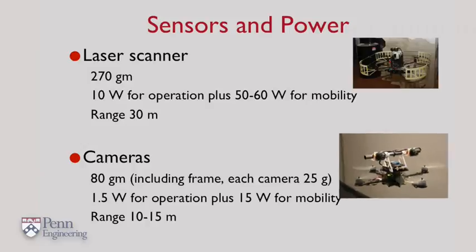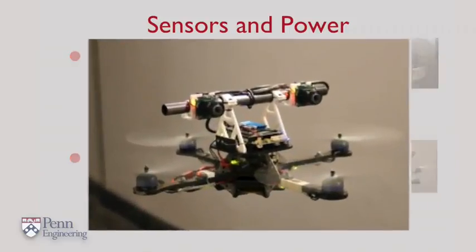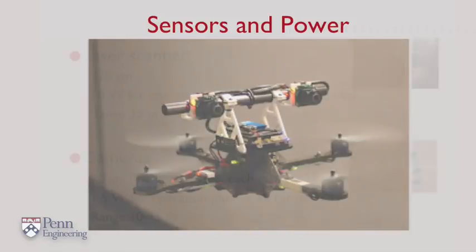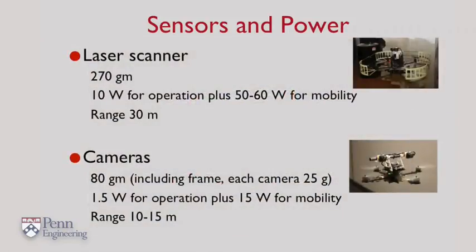Here's a camera system that weighs about 80 grams. It costs us 1.5 watts to operate this camera, plus an additional 15 watts for mobility. So when thinking about the payload, we want to also think about the power consumed in addition to the thrust-to-weight ratio.